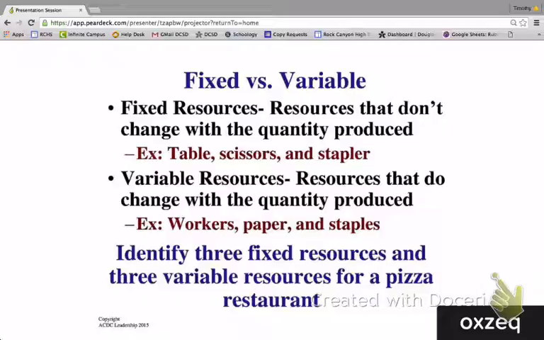One thing you might want to do to see if you understand this is try to identify 3 fixed resources that a pizza restaurant might have, and 3 variable resources that a pizza restaurant might have. If you can identify 3 of each of those, you have a decent understanding of what the difference between fixed and variable resources is.